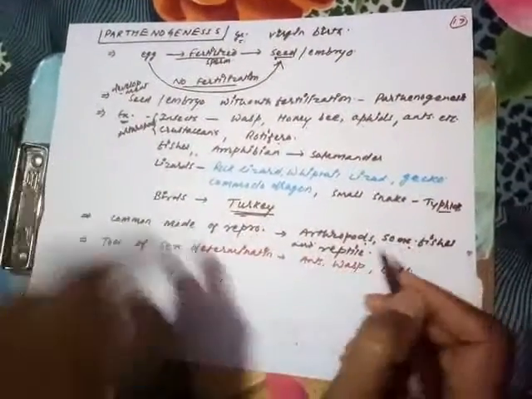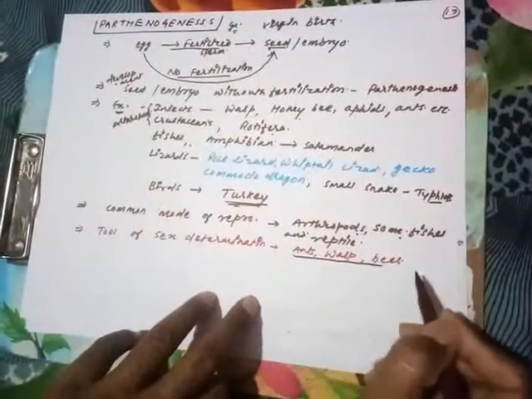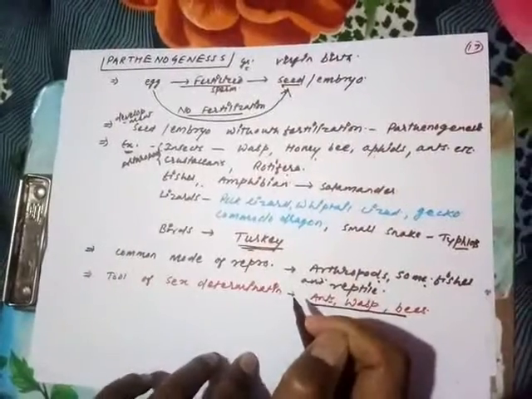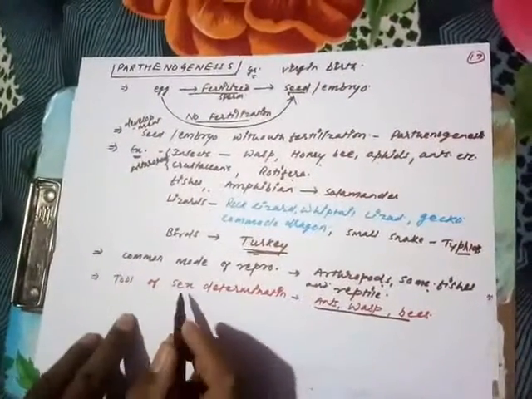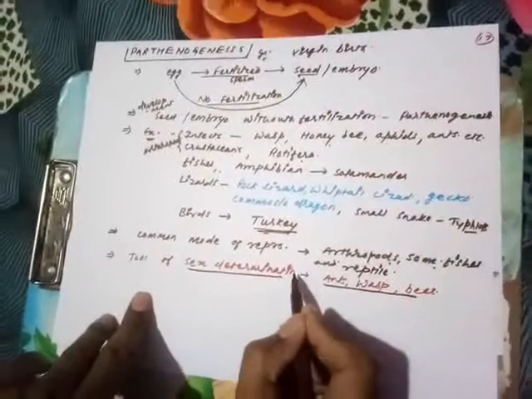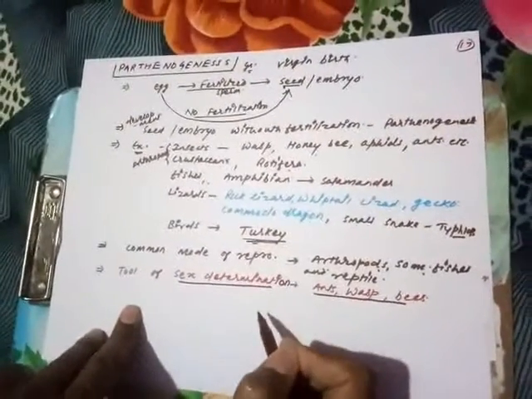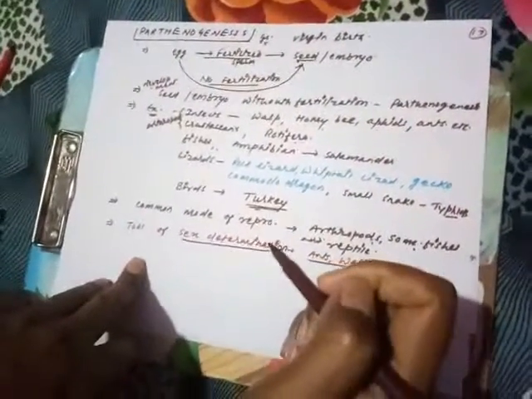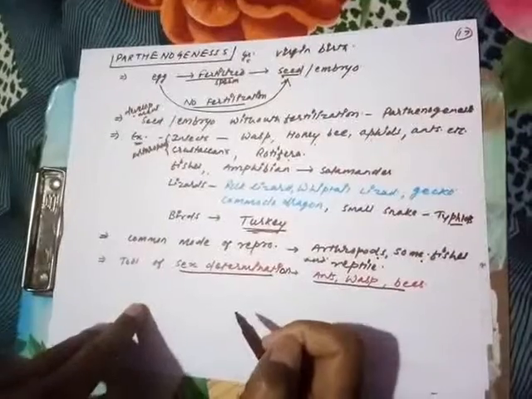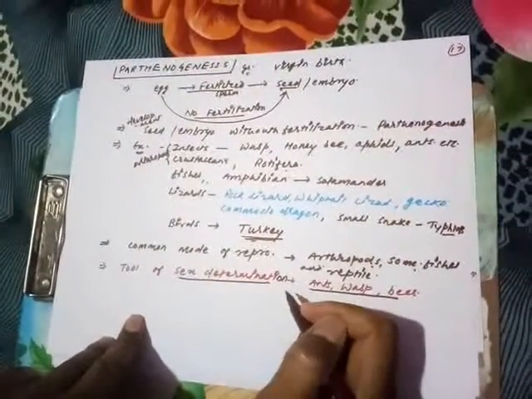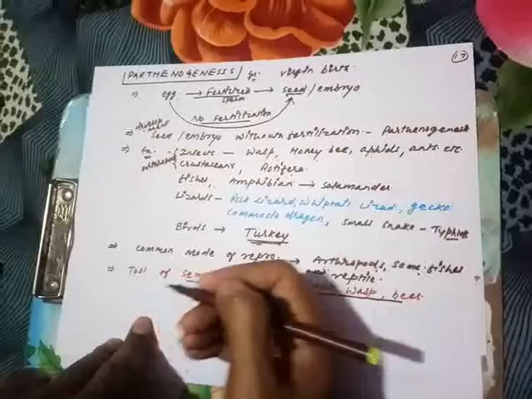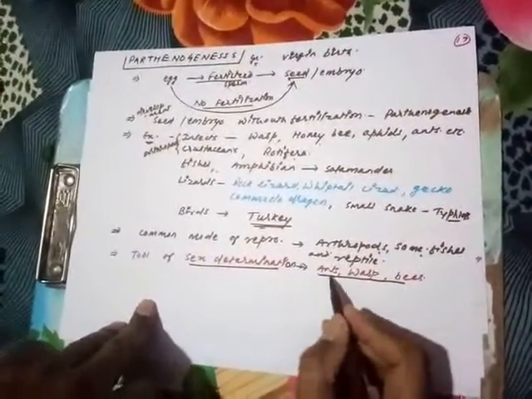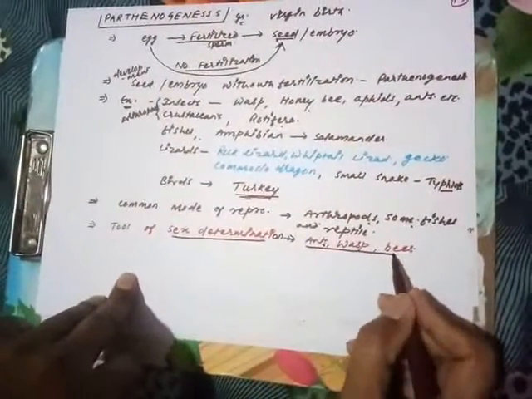One very important point that I am going to discuss with you, along with the mode of reproduction: parthenogenesis may be used as a tool of sex determination. What is the meaning of sex determination? Sex determination means a method by which we can find out the particular sex of an organism, whether the organism is male or female. How could it be used as a tool of sex determination? We'll discuss that in the later half of the topic. In which organisms is it used as a tool of sex determination? That is ants, wasps, and honeybees.